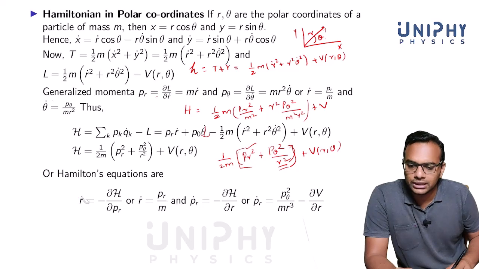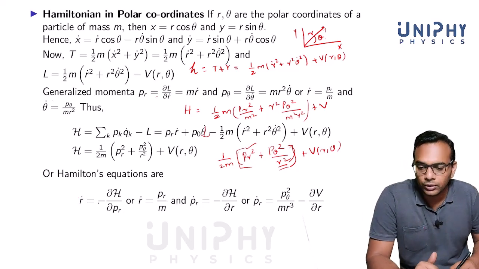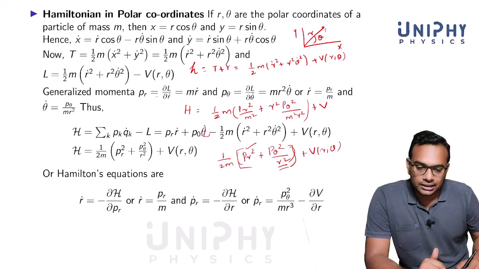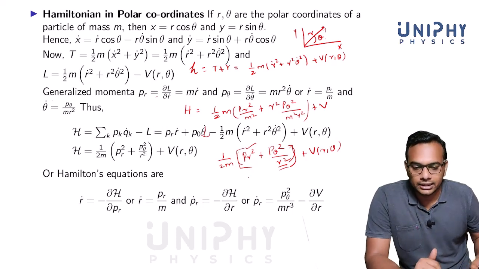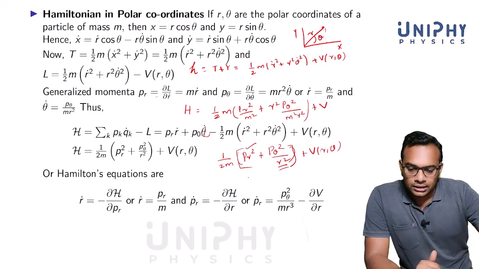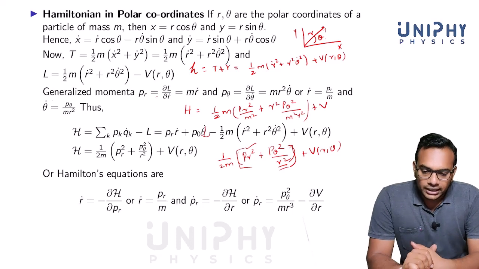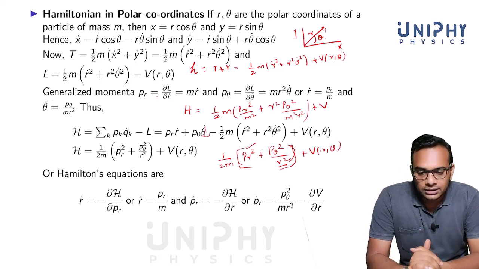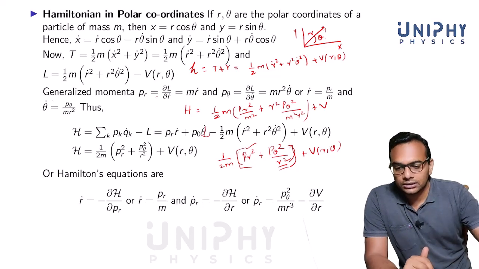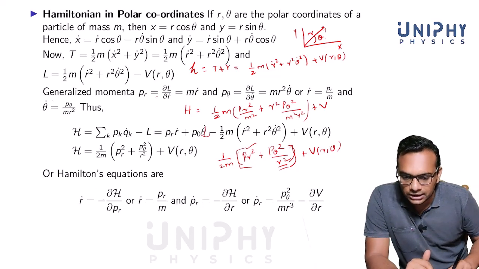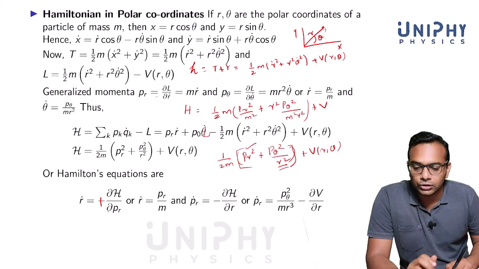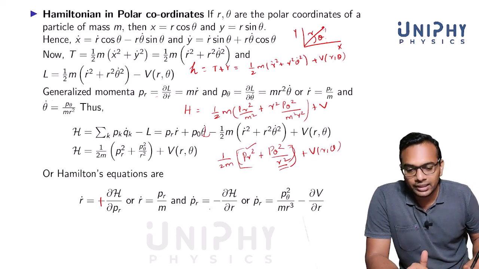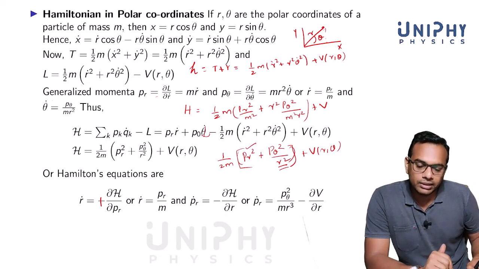Similarly, you can find the Hamilton's equations. You know how to do that. r dot equal to dou H by dou p_r, and p_r dot equal to minus dou H by dou r. There's no minus sign in the first one, I think that's a mistake on the slide, I'll correct that. r dot equal to dou H by dou p_r, and p_r dot equal to minus dou H by dou r.